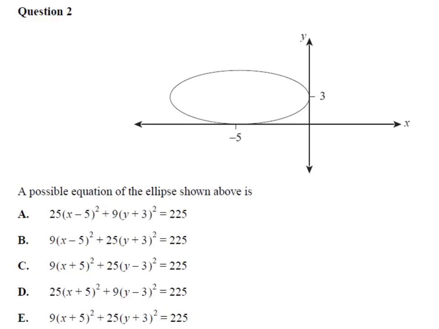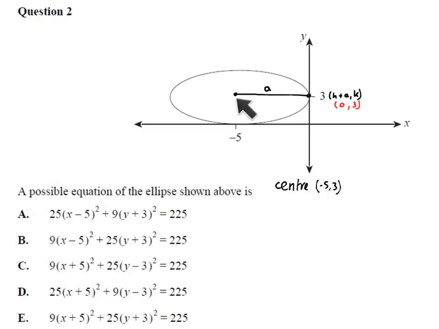So here's a graph of an ellipse, and the question is, a possible equation of the ellipse shown above is. So determining the equation of the ellipse just from the graph, we've got to start with the general form of the ellipse. From looking at the graph, we've got the center point, which is this point here, x equals -5 and y is 3. So there's your center, and from that we can already start to match it with a few equations.